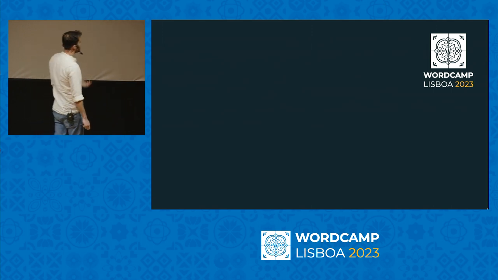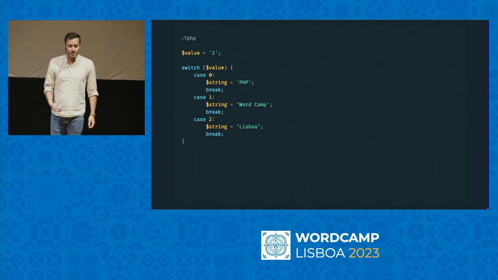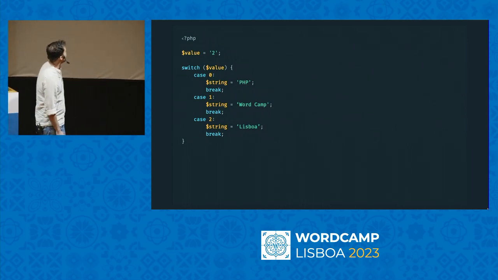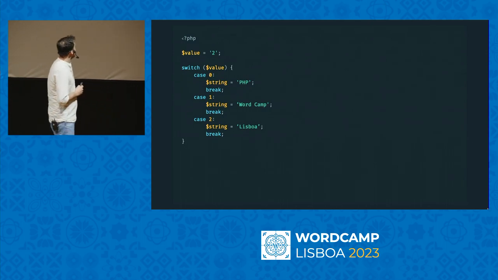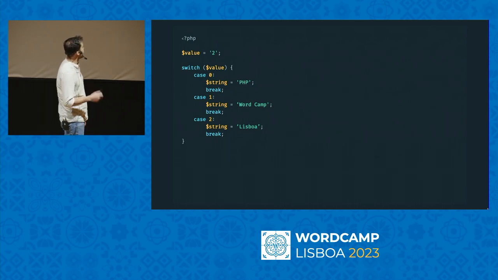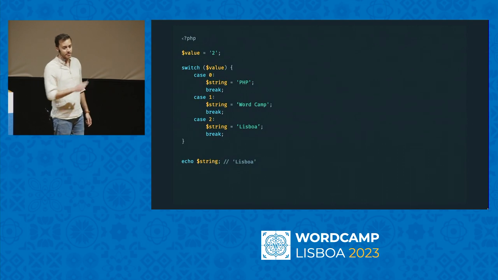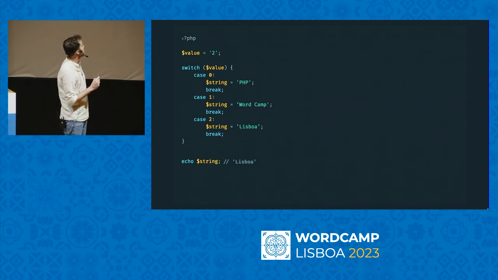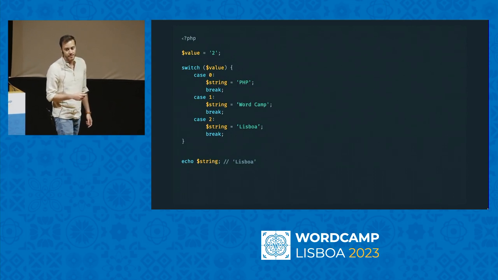Well, jumping into the next example, another piece of code that we can try to improve with PHP. Imagine this situation where I have a switch case, very common. We write switch case all the time, right? But what's the problem here with the default of the switch on PHP? Imagine that I have a value here, which is a string 2, and I have three cases, 0, 1, and 2. What happens if I try to echo the variable string? It's going to work, right? It's going to set the string variable to Lisboa because switch in PHP is not strict comparison, right? If I have a string in here and I have an integer here, it's going to work. It's going to set this variable string as Lisboa, okay?